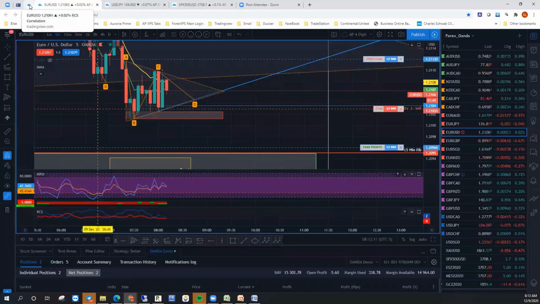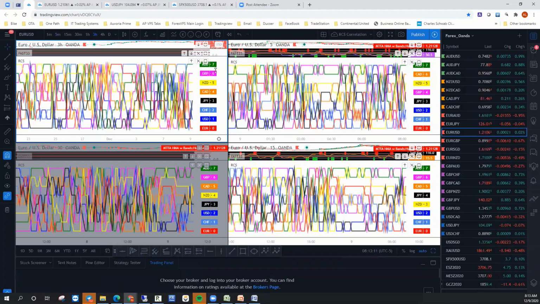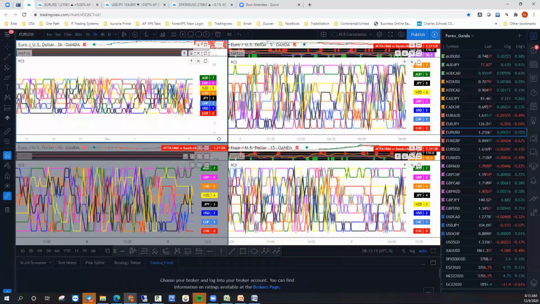If we look at our map here, we're looking at the Euro US. You can see the Euro is the weakest right now on the 4 hours, and the weakest on the 30-minute. The Euro is weak all the way around, so that's going to give strength to the dollar. Strength of the dollar is going to have this thing going short.